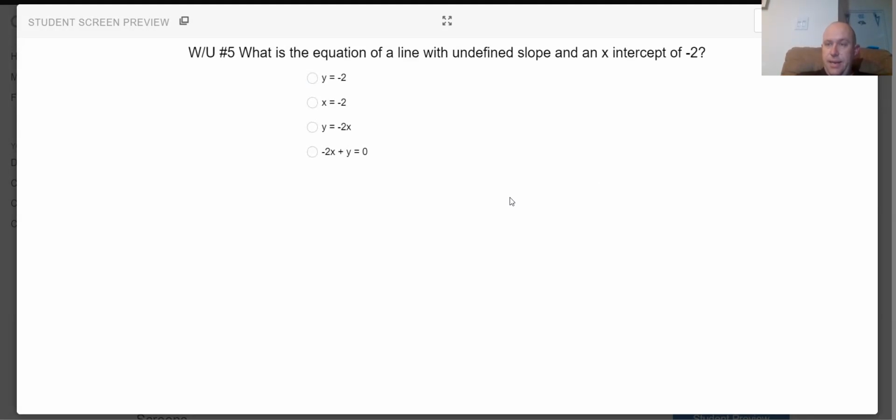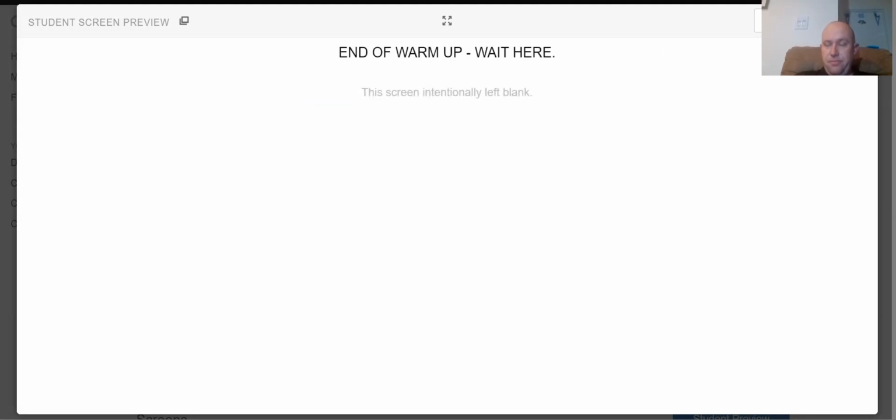And undefined slopes, I know that undefined slope like this is my vertical line. So I know this is Vux, V-U-X, and therefore it's x equals -2.